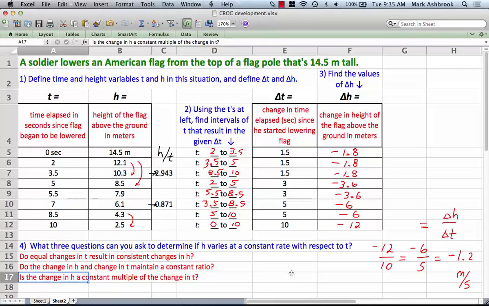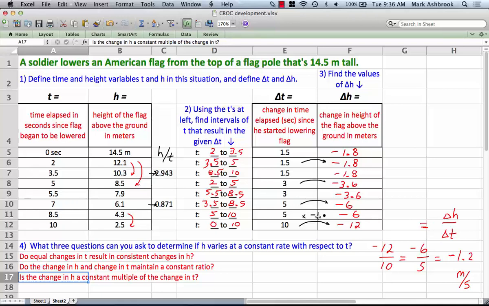What's the last test? Is the change in height a constant multiple of the change in time? So we're asking, is there some number that you multiply the change in time by to get the change in h? And it's always the same number. Yes or no? If you knew that the change in time was 10, could you get the change in height by multiplying by something? What would you multiply by?